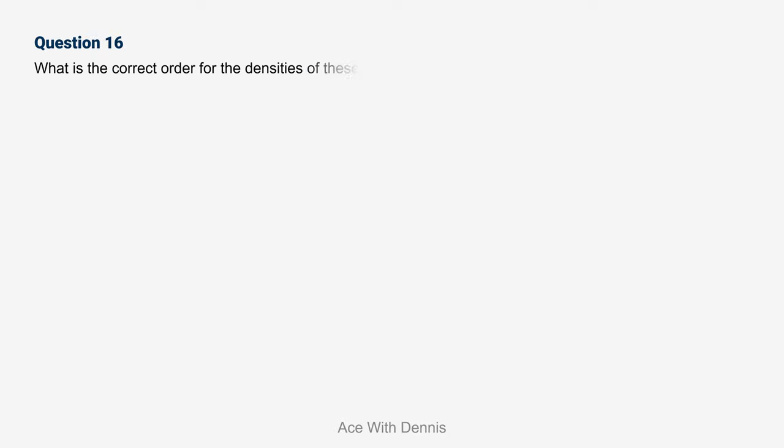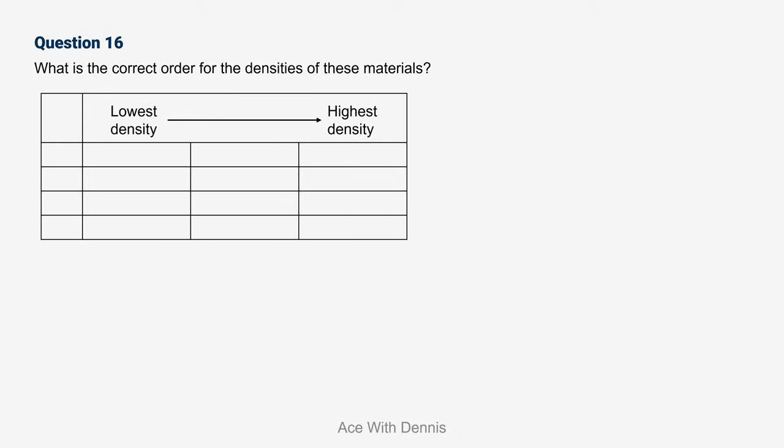Question 16. What is the correct order for the densities of these materials? You have to arrange from lowest density to highest density. A. Air, aluminium, water. B. Air, water, aluminium. C. Water, air, aluminium. D. Water, aluminium, air. The answer is B. Air, water, aluminium.